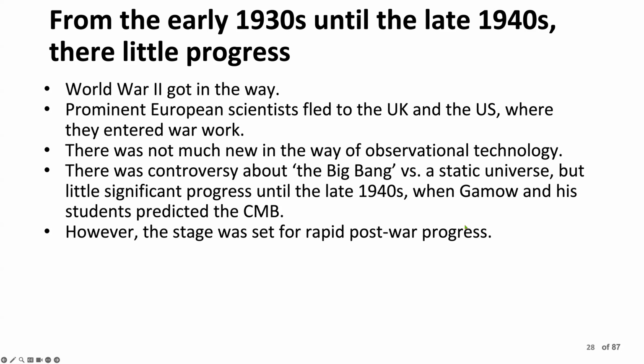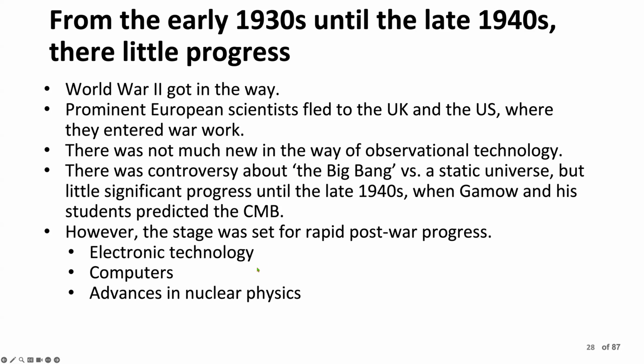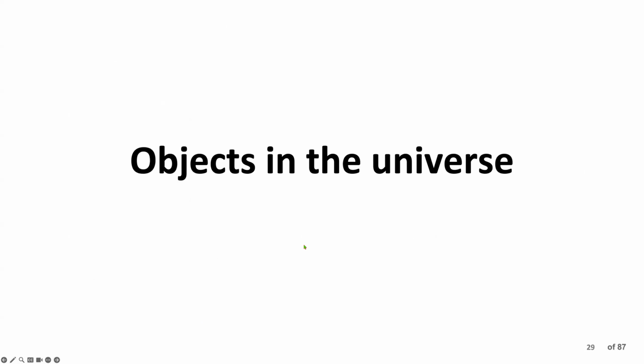And it wasn't until the late 1940s when George Gamow, who has a building named for him at the University of Colorado in Boulder, and his students predicted something called the cosmic microwave background. That is, afterglow from the beginning of our universe. And new technologies, many of which derive from military technology, had emerged. Electronics, computers, understanding nuclear physics, rockets and space telescopes all became available. And great progress was made.